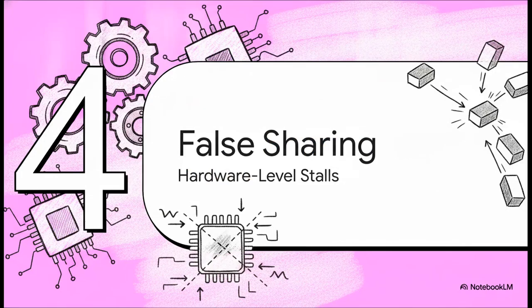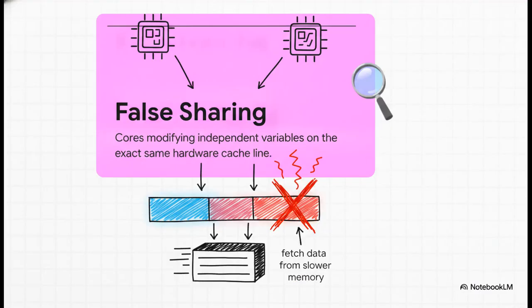Section 4. Hardware and false sharing. So even if your code looks perfectly independent and thread-safe on screen, the physical hardware might violently disagree with you. There's this nasty little thing called false sharing. This happens when two or more CPU cores modify totally independent variables, but by pure bad luck, those variables happen to live on the exact same hardware cache line.